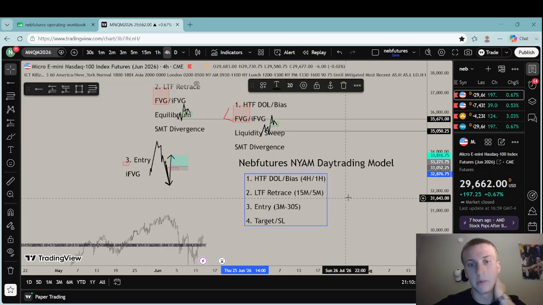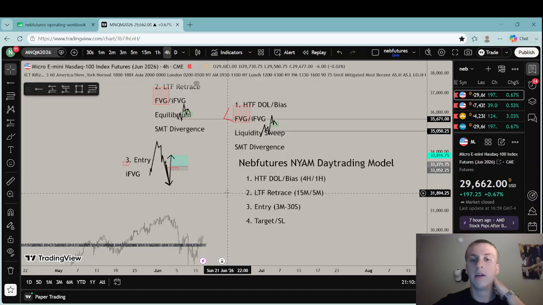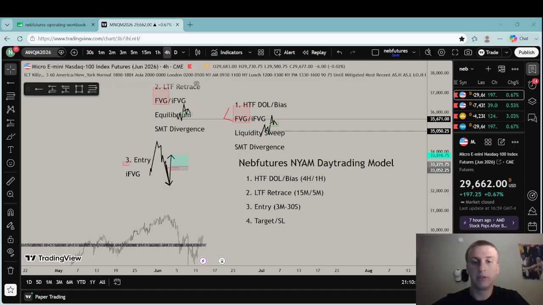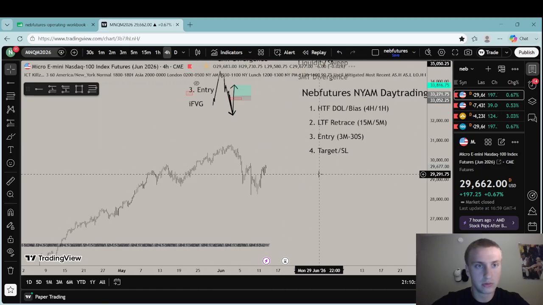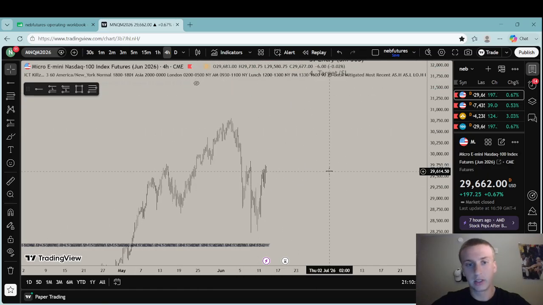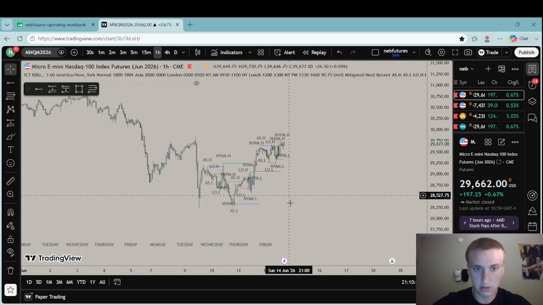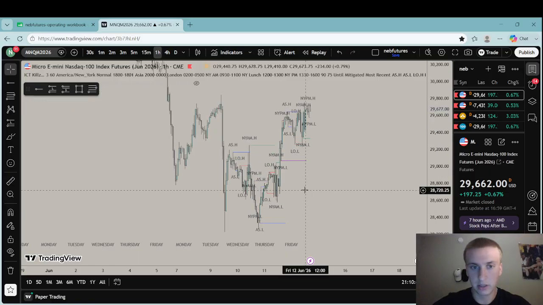But here we go. We went over our high time frame draw liquidity / bias. We went over our low time frame retracement. We went over our entry model. We went over our target. We went over our stop loss. What else do we need? Let's show you guys an example. Okay, this is going to be testing me because I genuinely don't have a trade picked out. We're actually just going to have to find one.